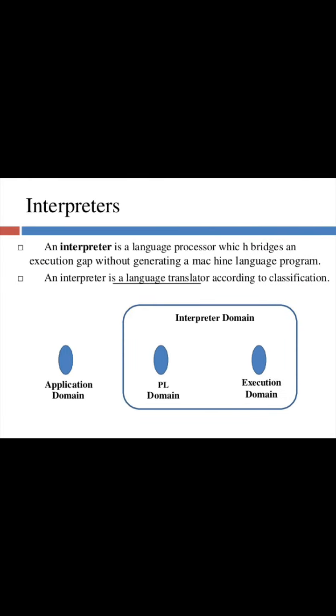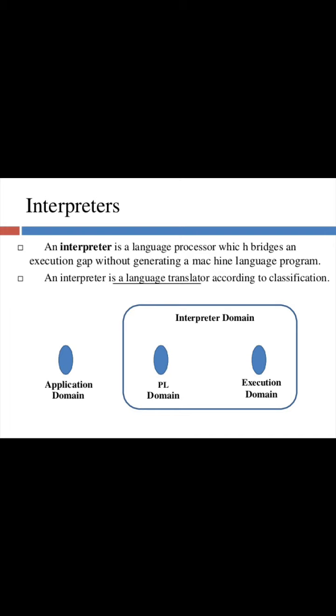Now, what is an interpreter? An interpreter is a language translator. It takes a high level language as input, processes it, and gives the output as machine code. But the main difference between a compiler and an interpreter is that a compiler takes the whole block of a program, or all the instructions, but an interpreter performs line by line execution.